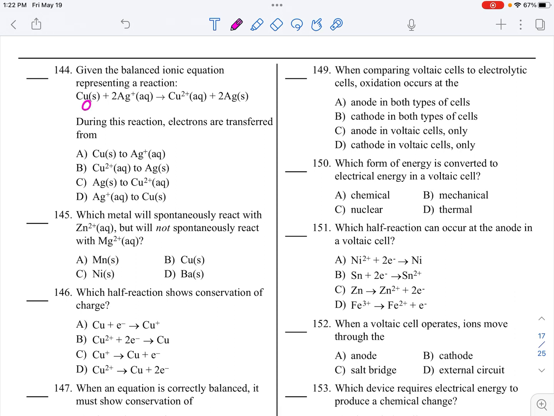Okay, so this is a 0, and this is a 0. So how are electrons transferred? They're transferred from the copper to the Ag+. Okay.